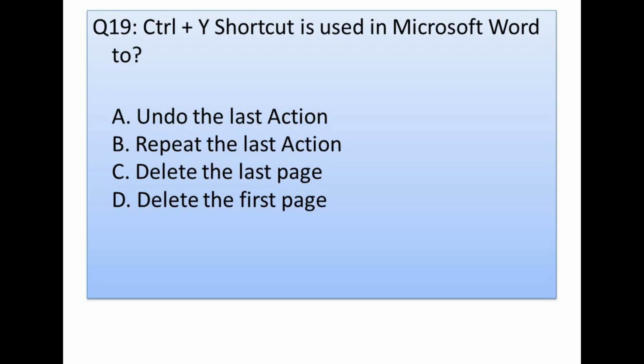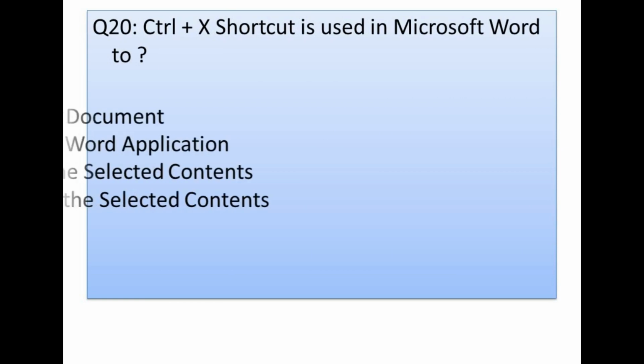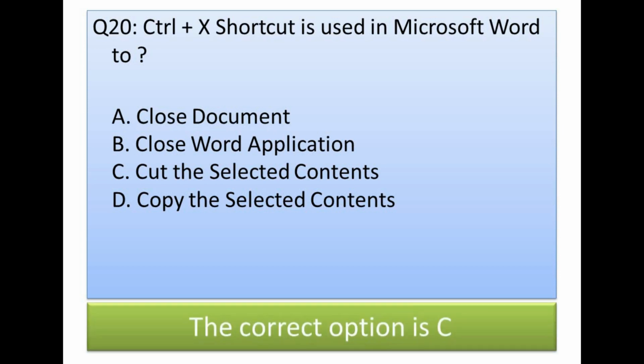Ctrl+Y shortcut key is used in Microsoft Word to undo the last action, repeat the last action, delete the last page, delete the first page. So the correct option is B. Ctrl+X shortcut key is used in Microsoft Word to close document, close Word application, cut the selected contents, copy the selected contents. So the correct option is C.